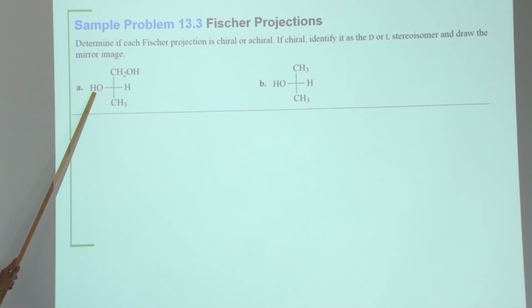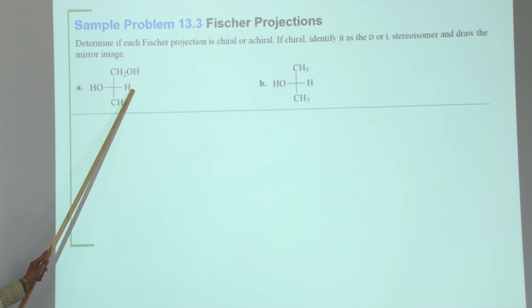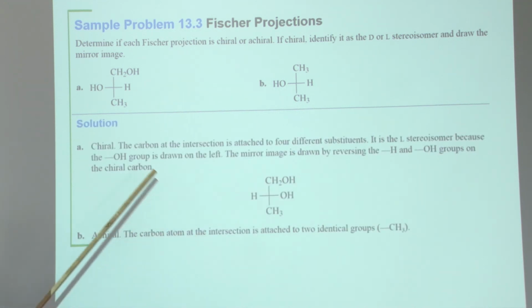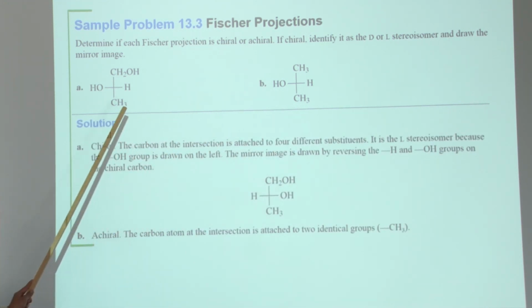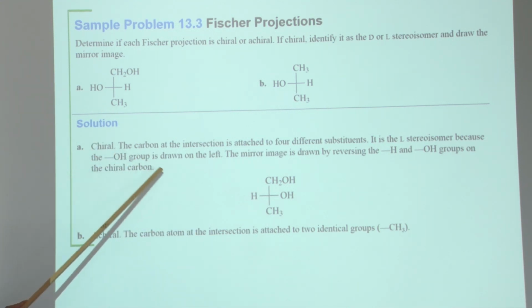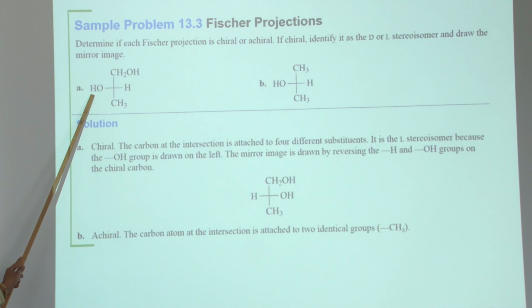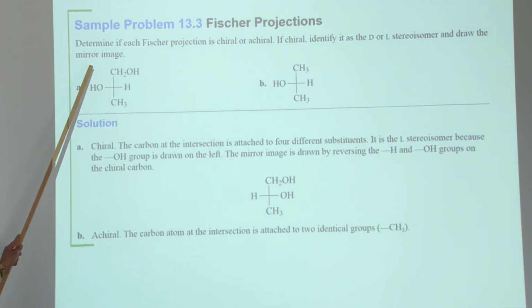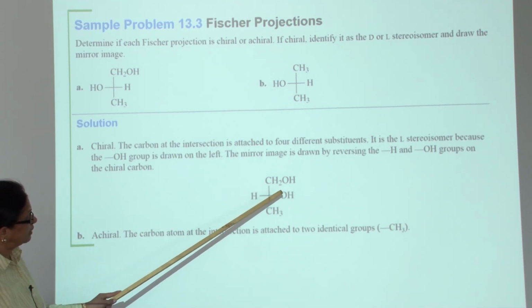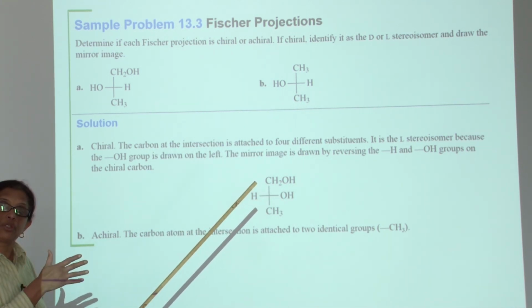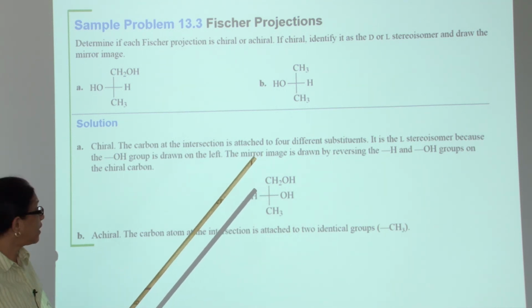Stereoisomer. So now to determine, I have to look for the position of the OH. So OH to my left, OH to my right. That's what I look for. So in this, the OH is drawn to the left. The mirror image is drawn to the right. So what do I say? The carbon is chiral, therefore, it is the L stereoisomer. The OH to the left, L stereoisomer. And we have to draw the mirror image, which will be the D stereoisomer with the OH to the right. So the L isomer is the OH position to the left. The D isomer is the OH position to the right.